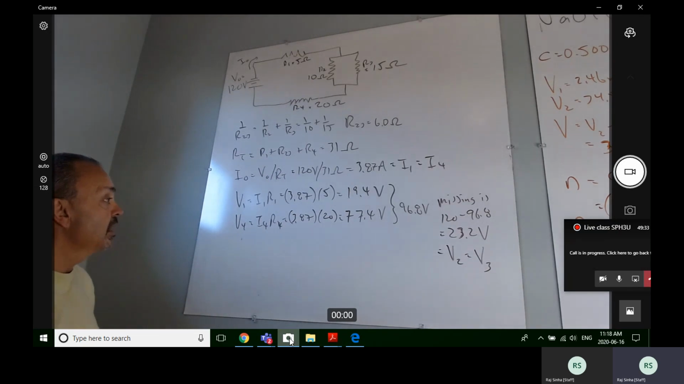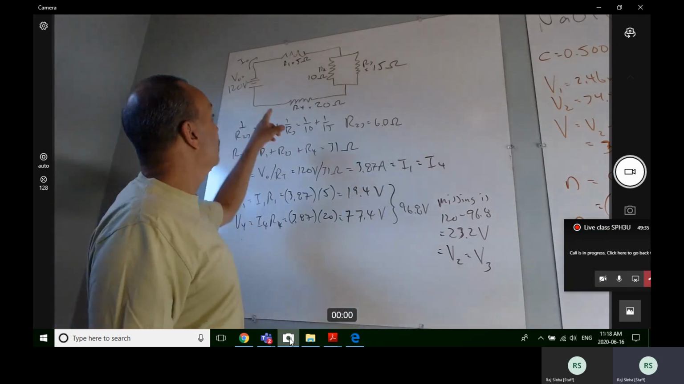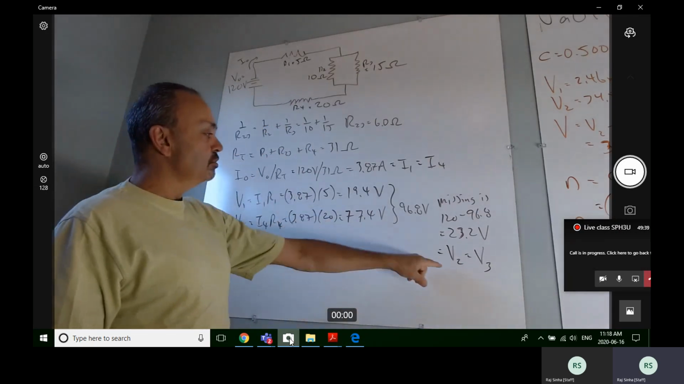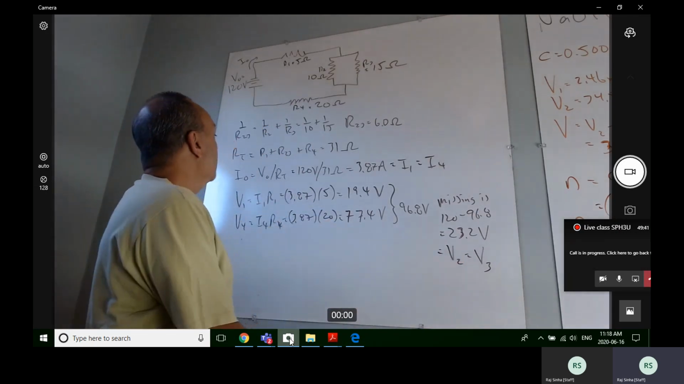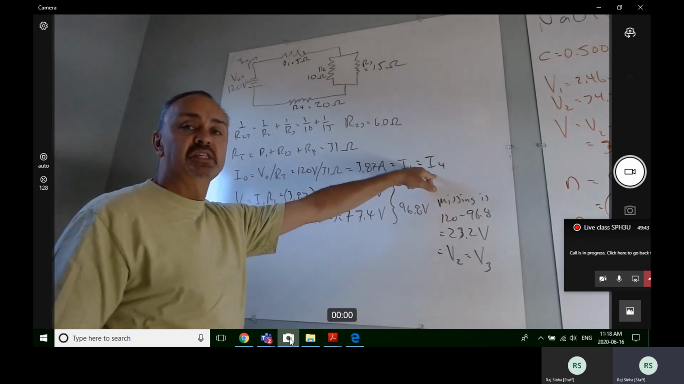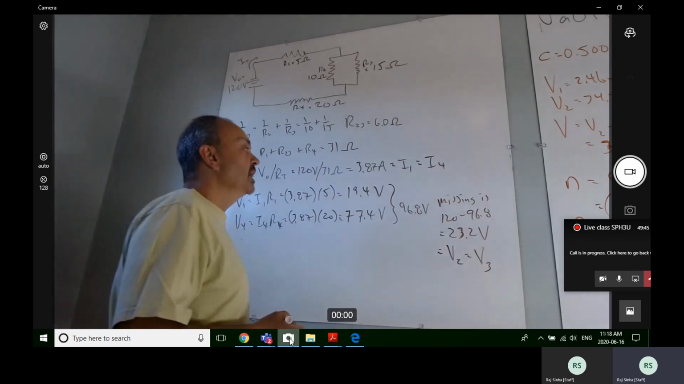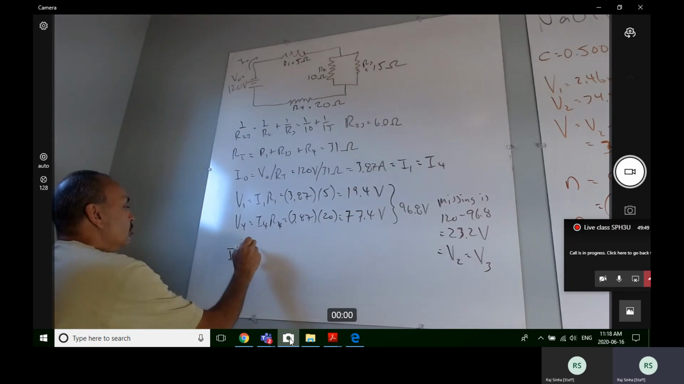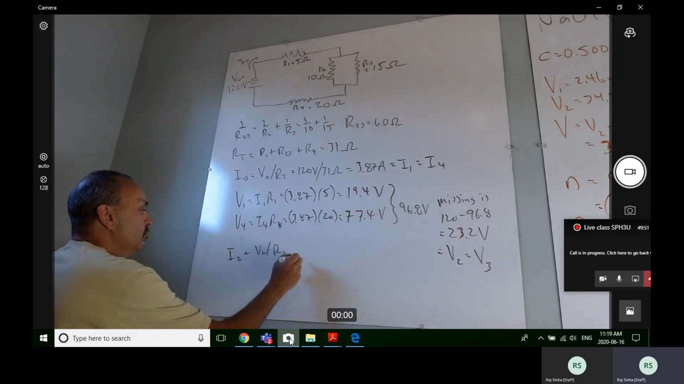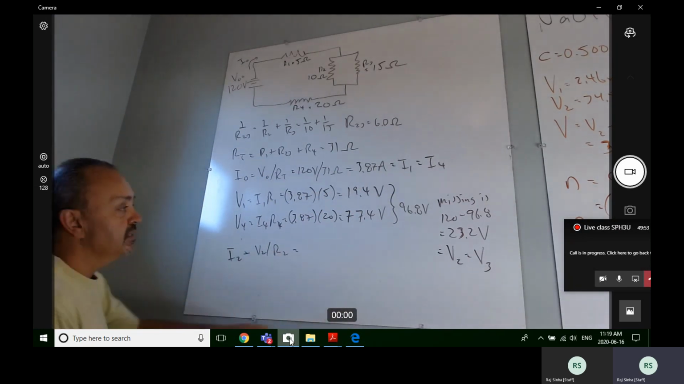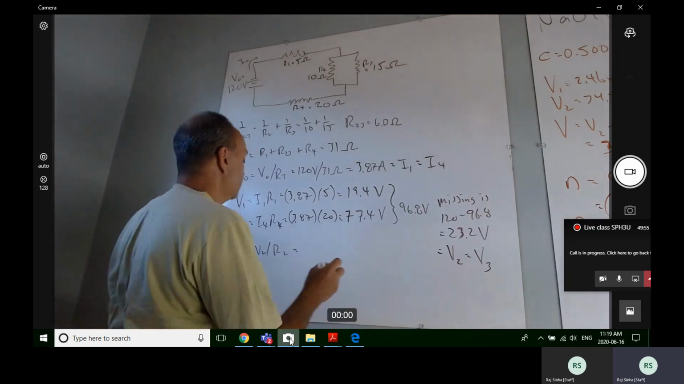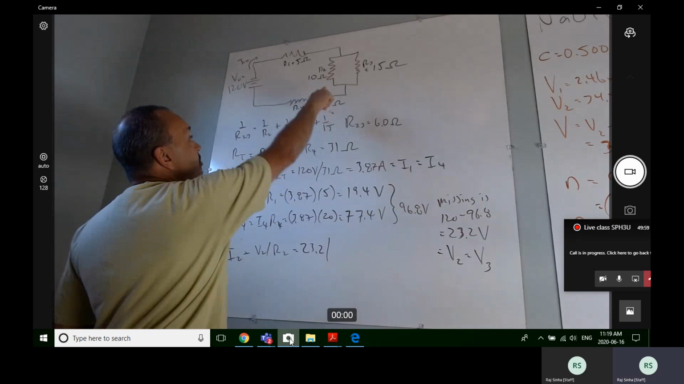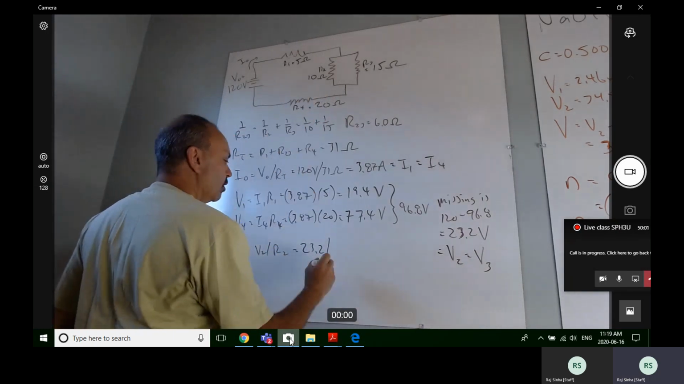Remember, they were given 120 and they have to have 0 by the time they get back around the rest of the circuit. Now I know V1, V4, V2, V3. I also know I1 and I4. I'm missing 2 pieces. I'm missing I2 and I3. Well, I2 equals V2 over R2. My V2 is 23.2 volts divided by R2, which is 10 ohms.